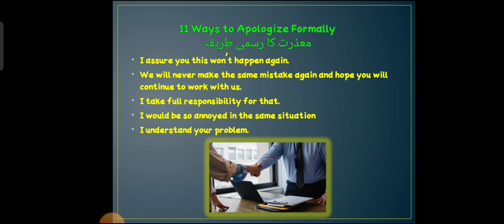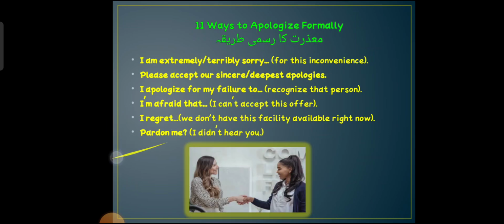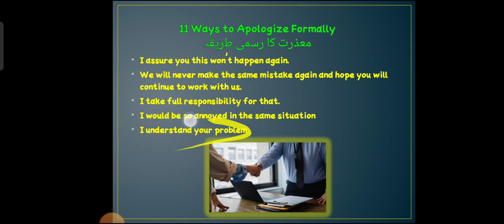Okay, the last one, a very professional expression for saying sorry can be I understand your problem. Now when you say this, I understand your problem, it means you are trying to put yourself in the other person's shoes. So this is another way to say sorry to somebody in a very professional way. It means that you will do something to repair whatever damage has occurred. All right. So these were the 11 expressions to apologize, to say sorry to somebody in a very formal context.